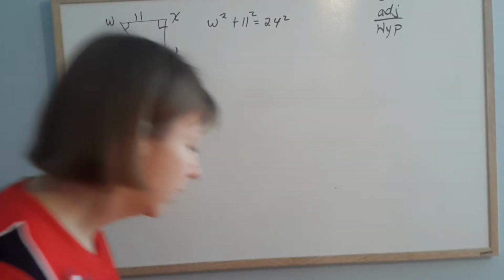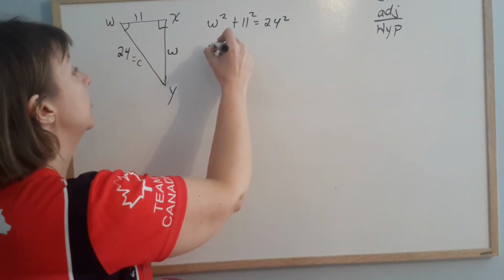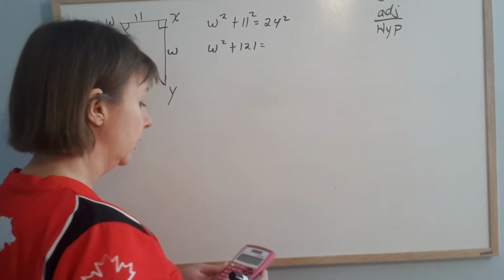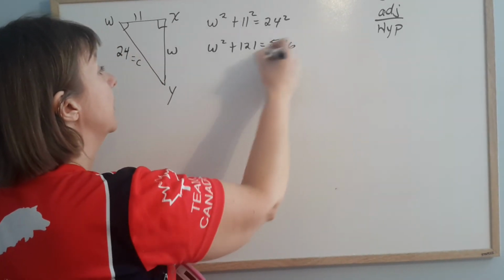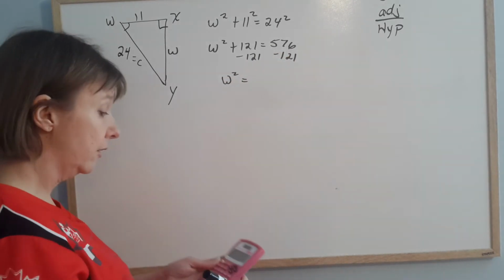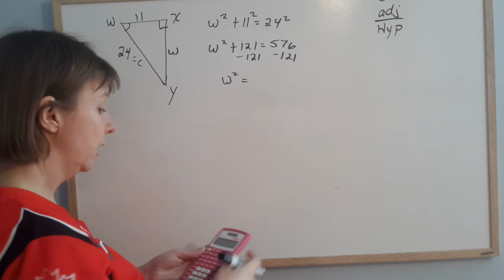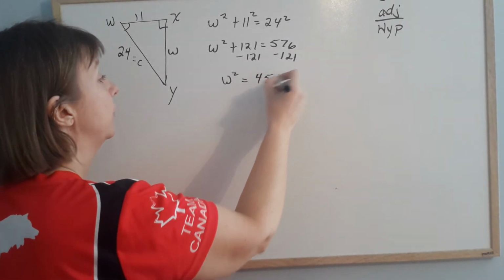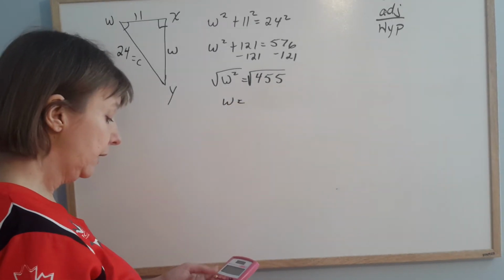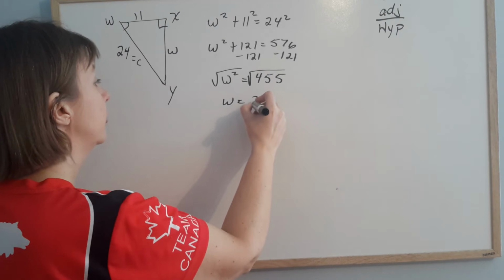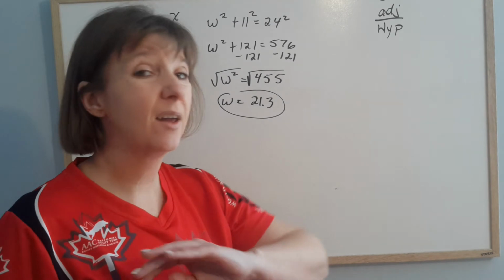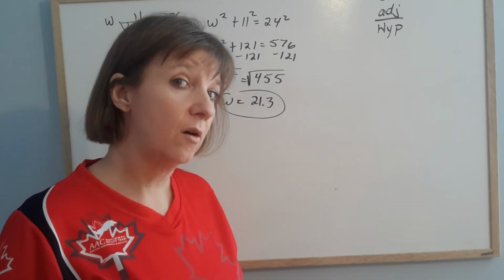And so I could do w squared plus 121 is equal to 576. So I would subtract 121 from both sides. And so minus 121, I get that w squared is 455. So I'm going to take the square root of both sides, and I'm going to get that it is 21.3. So there's my answer, 21.3. I didn't need to use SOHCAHTOA at all.